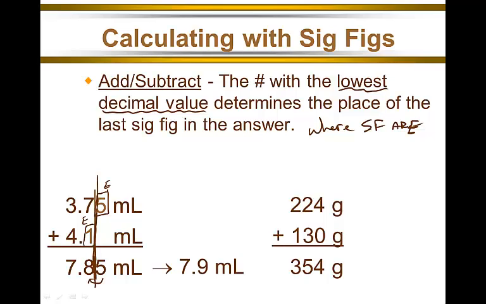So let's take a look at the second example. You've got 224 grams. Here's our estimate, a 4. Now, the other one is 130. That 0 is not trailing and it doesn't have a decimal. So your last estimated digit there is a 3. So we're really dealing with the 1s and the 10s. The 130 grams is your least precise measurement, which means you cannot go past the 10s spot.